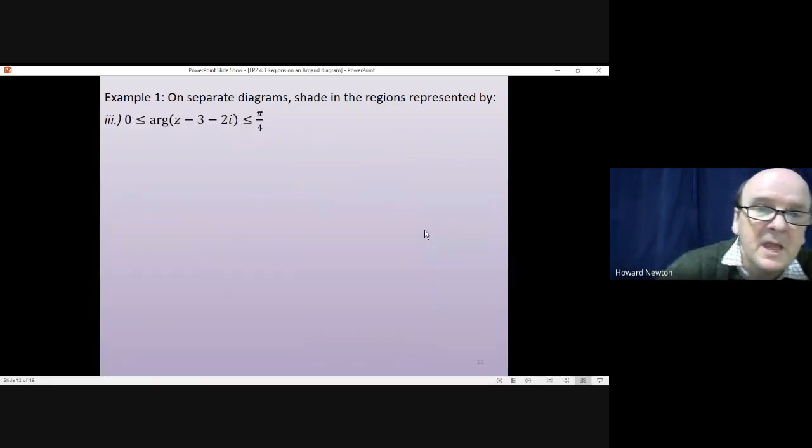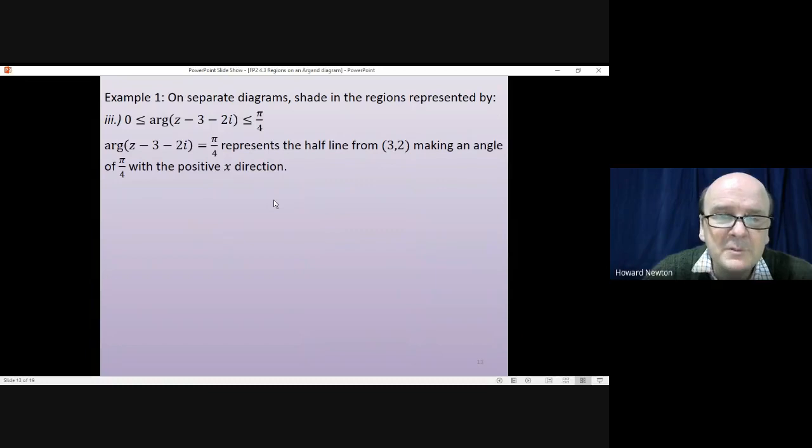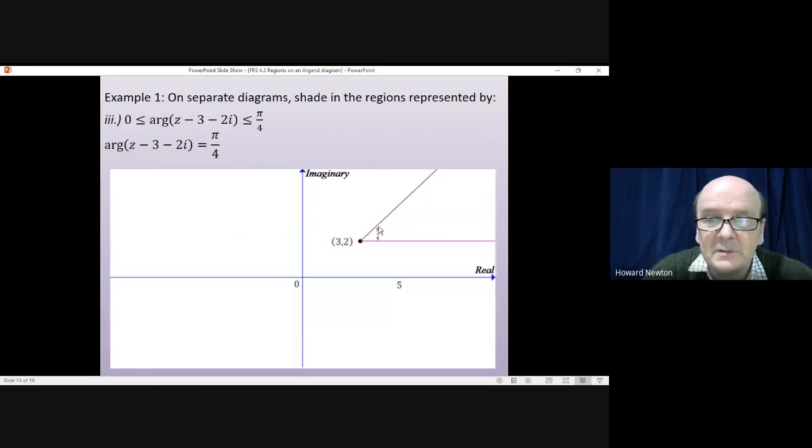Third one, the argument of z minus 3 minus 2i has to be between 0 and pi by 4. Again, what I would do first of all is just draw the equation. When is the argument equal to pi by 4? Well, that represents the half line that starts at (3, 2), doesn't include (3, 2), and makes an angle of pi by 4 with the positive x direction. So if it was an equal sign, that would be the locus, the line going diagonally upwards from the point (3, 2) at an angle of pi by 4 with the positive x direction.